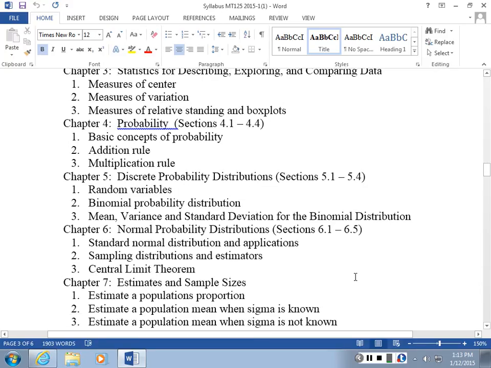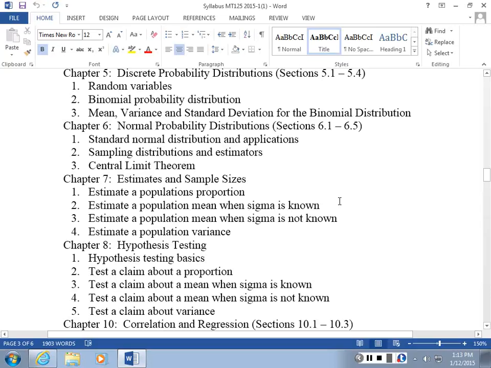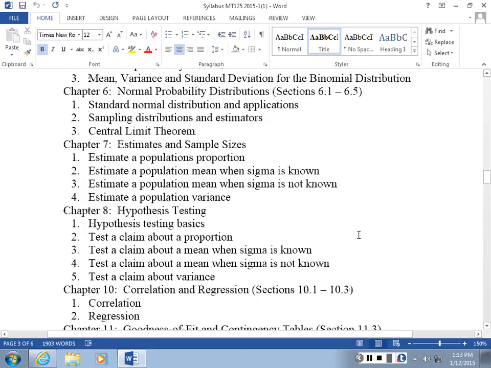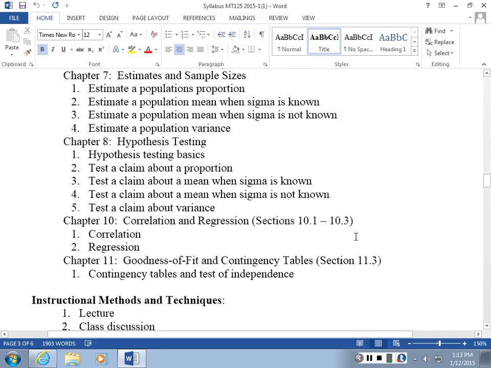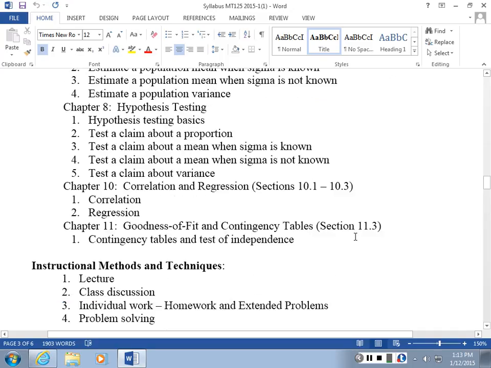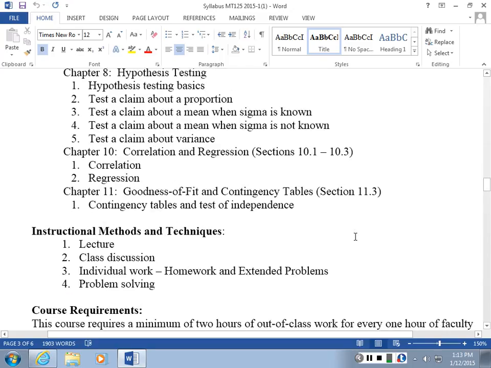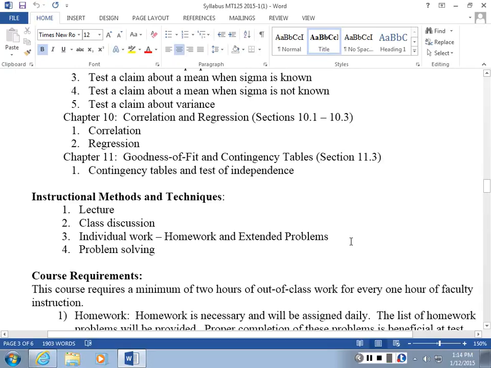Then after we do that, we'll do Chapters 4 and 5. So we'll work with probability and the discrete probability distributions, and have a test on Chapters 4 and 5. Chapter 6, if I'm remembering correctly, is its own thing we'll do with the normal probability distributions. Then we'll have another test on Chapter 7, which is the estimates and sample sizes. Another test on Chapter 8, which is hypothesis testing. And then we'll put Chapters 10 and 11 together. From Chapter 10, we only do 2 sections, and from Chapter 11, we only do 1 section. Questions on kind of an outline of what we're doing?